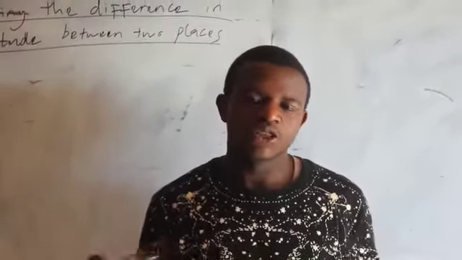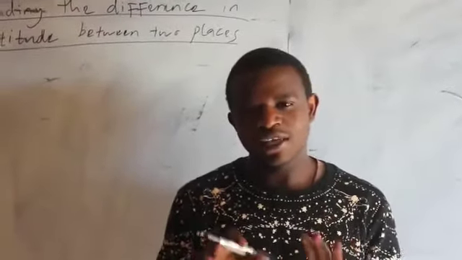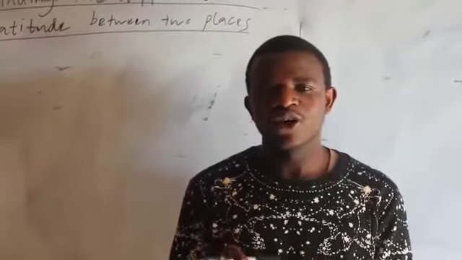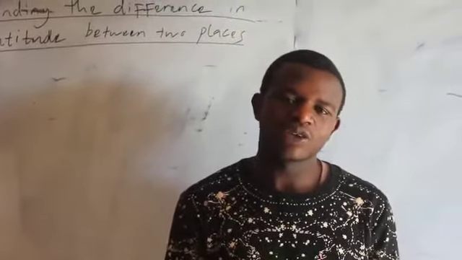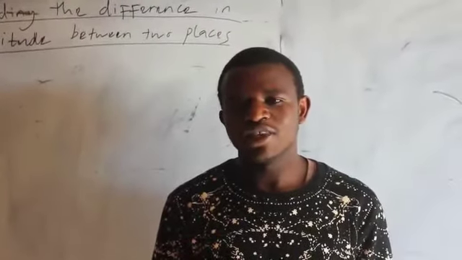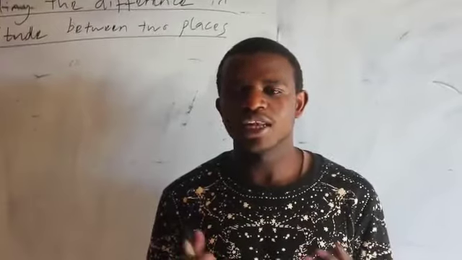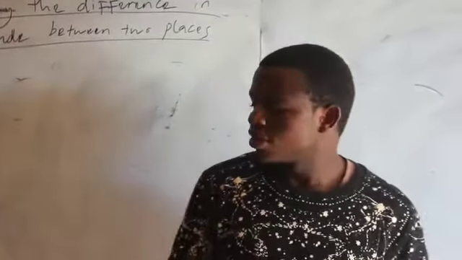So let me just take you through these points. I've said if these places are located on the same side, you subtract. When they are located on different sides, you add. When the latitudes have the same sign, you subtract. And when the latitudes have different signs, you add.